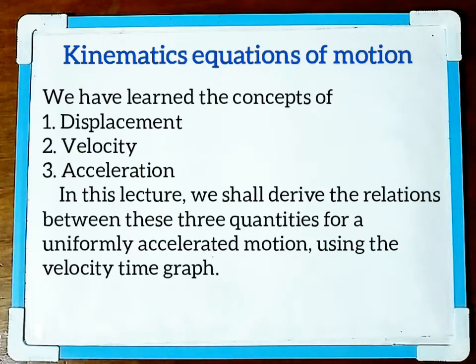We have learned so far about the three physical quantities which we can use to describe motion. The first one is displacement, then we learned about velocity, and in the last lecture we learned about acceleration. So in this lecture we will learn how to derive a relation among these three physical quantities for a uniformly accelerated motion, by using a graphical method.